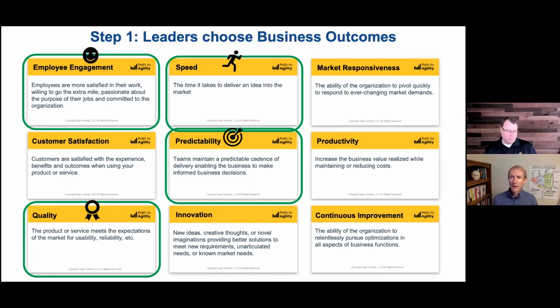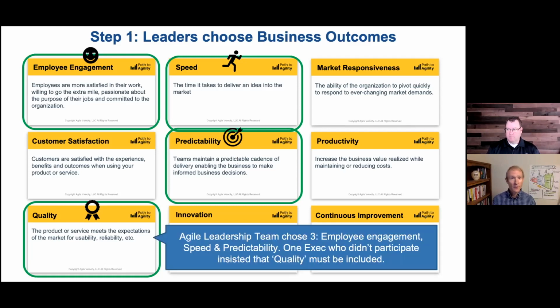Initially, the executive team here chose the top 3 that I've highlighted: employee engagement, speed, and predictability. However, there was one of the execs that didn't participate in that first workshop, and he jumped in and said, there's no way we can move forward without quality as one of our pillars. And so they actually brought in quality as a 4th business outcome.